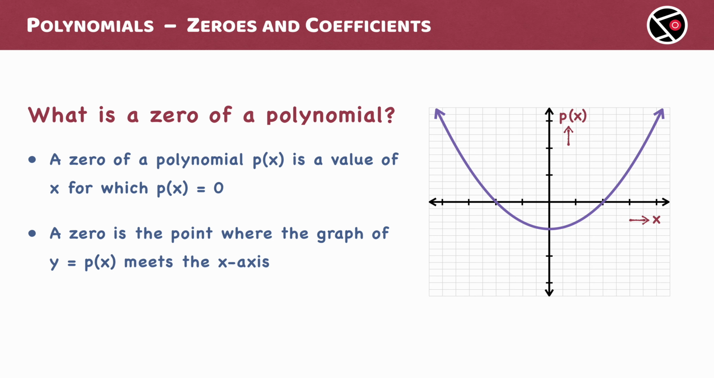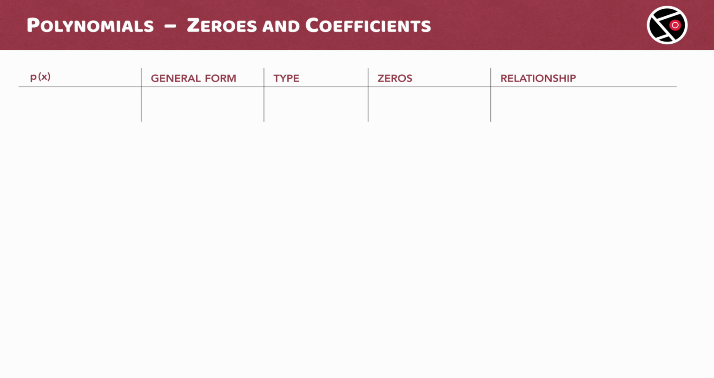In this plot, these are the two zeros of this polynomial, the points where the graph meets the x-axis and where the value of the polynomial is 0. Now here is something interesting. What if I tell you that we can predict the zeros just by looking at the coefficients of a polynomial? Let me explain this with a simple polynomial.